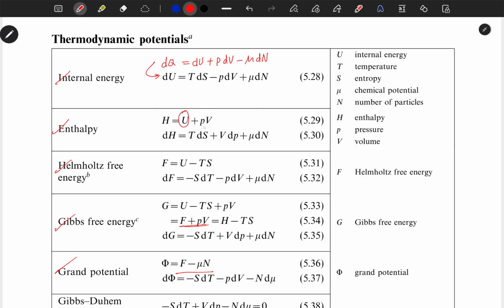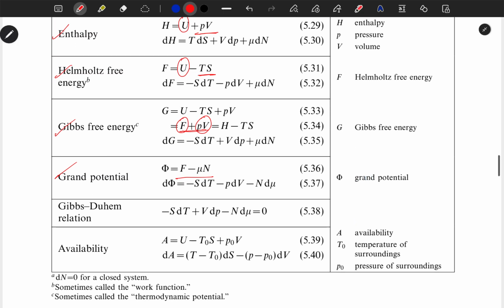Enthalpy is internal energy plus PV. Helmholtz free energy is internal energy minus TS; Gibbs free energy is free energy plus PV. Grand potential is free energy minus μN.